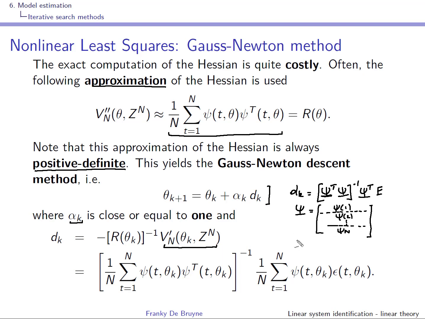And E here will simply be a vector containing epsilon 1 up to epsilon n, right? And if you look at this, it is correct, right? Because if we write psi transpose psi, here of course there is a transpose, because the gradient vector is a column vector, so you have to transpose.